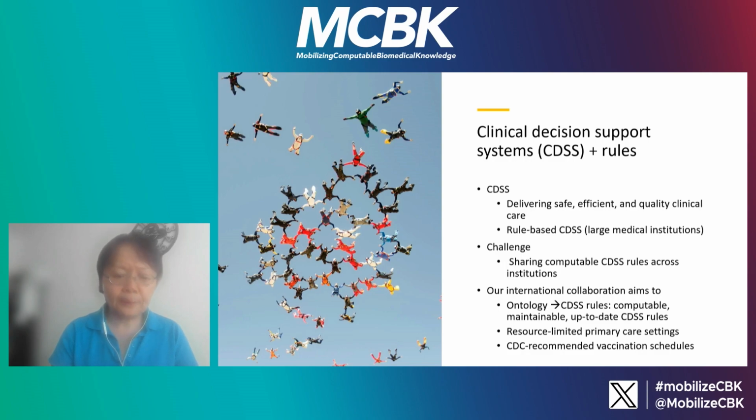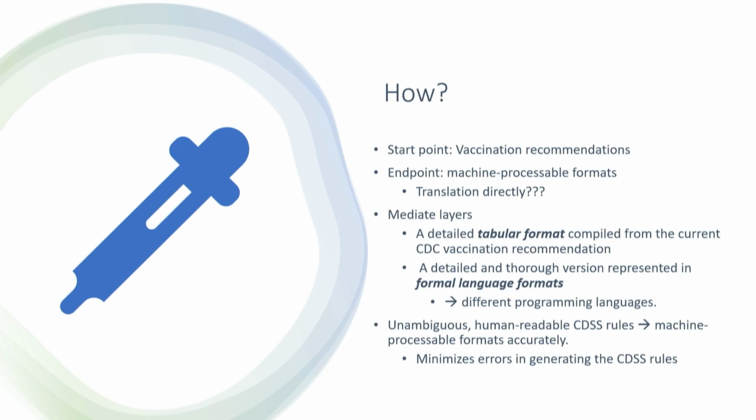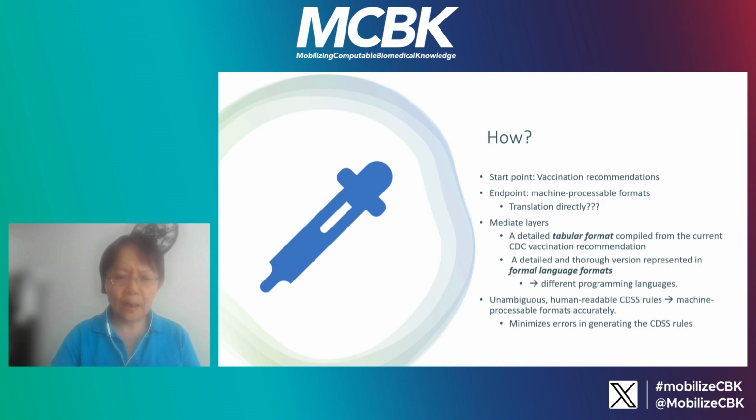resource-limited primary care settings. So currently, our starting point is vaccination recommendations, and the endpoint is a machine processable format. Based on literature review and our experience, we need at least 2 more middle layers in between the starting point and the endpoint. The 2 more middle layers are a tabular format to represent CDSS rules, and a formal language format to represent the logic of CDSS rules. The whole purpose of having those different layers is to make sure the CDSS rules are accurate from the human readable format until the machine processable format, to minimize possible errors generated during the process.